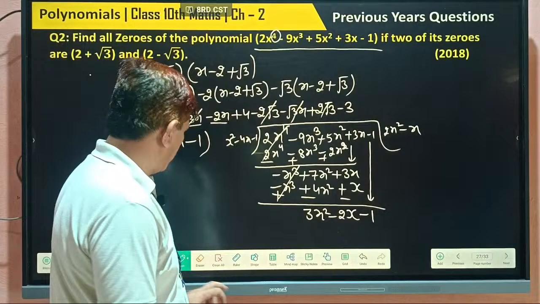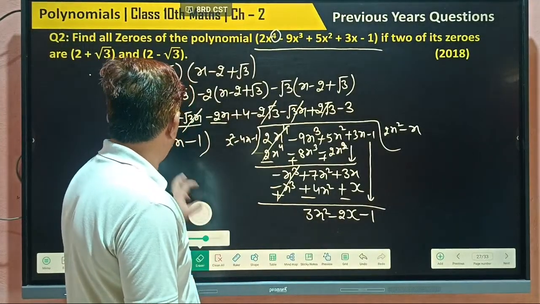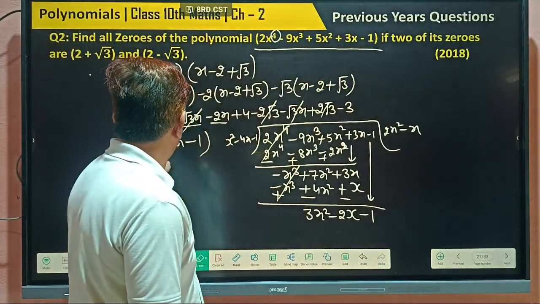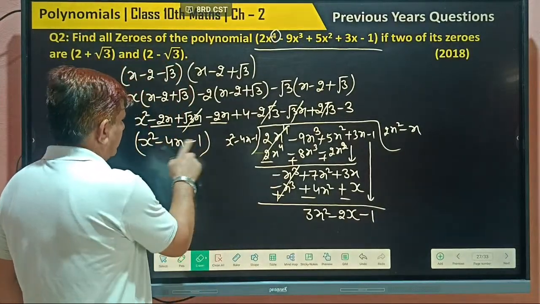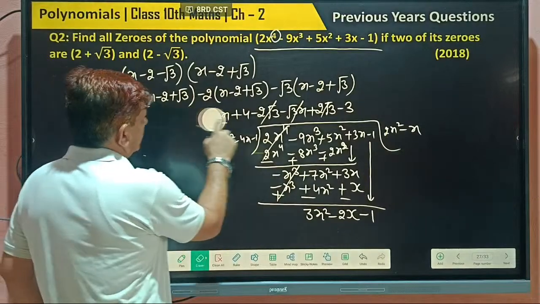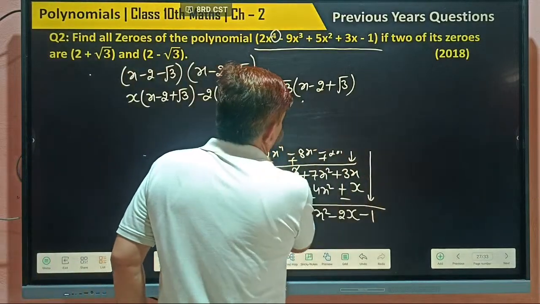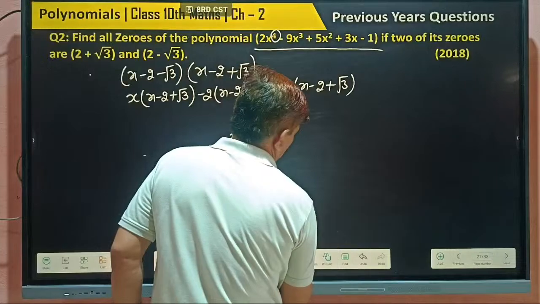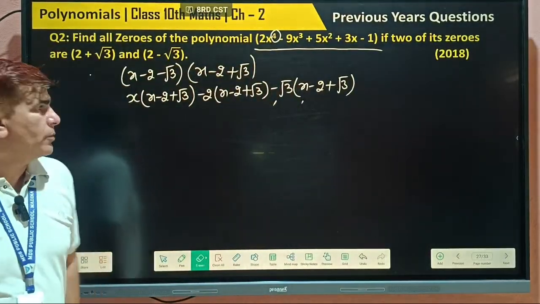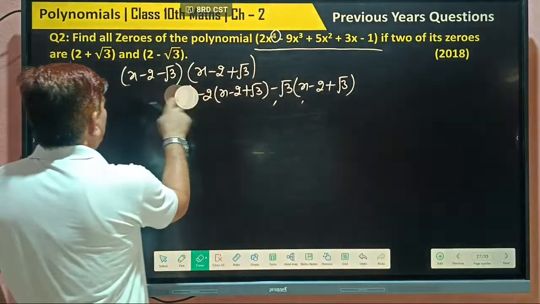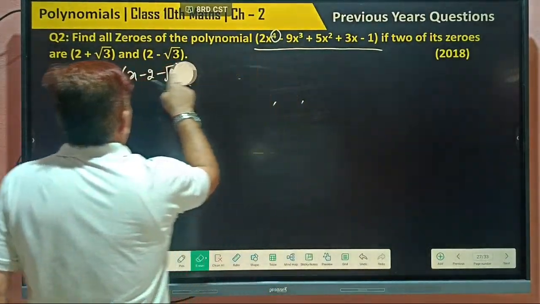Another method we can use. Which method? This method. So if it's not coming, it may be possible there is some mistake in this question. But I can tell it divides completely. Which one divides completely? This one. So again we can solve from the start.